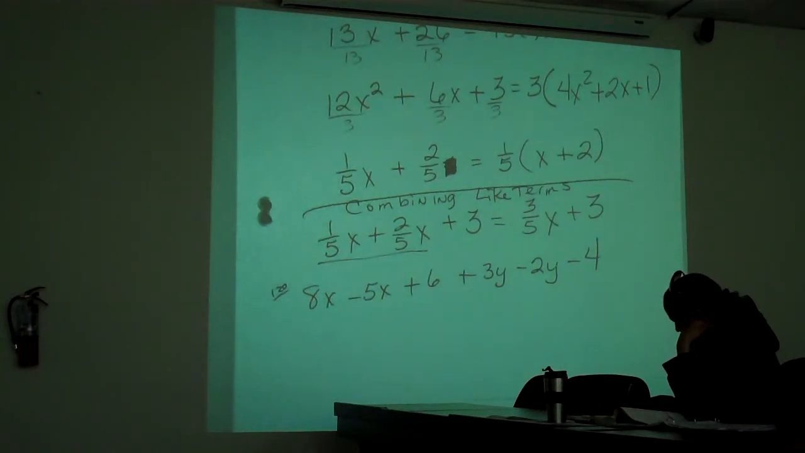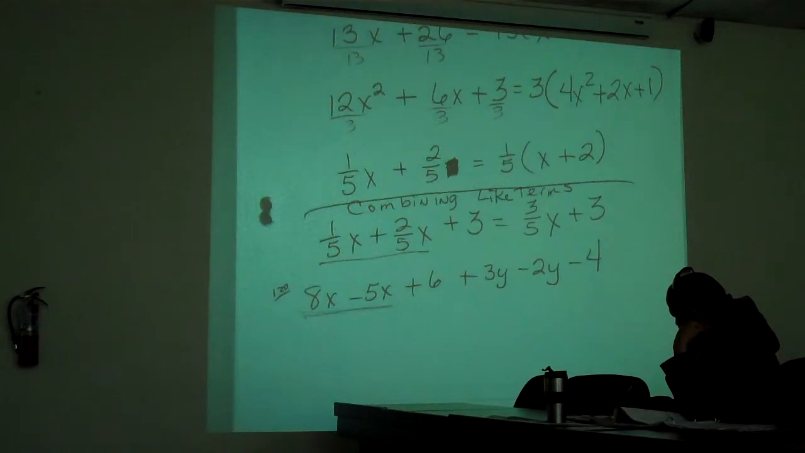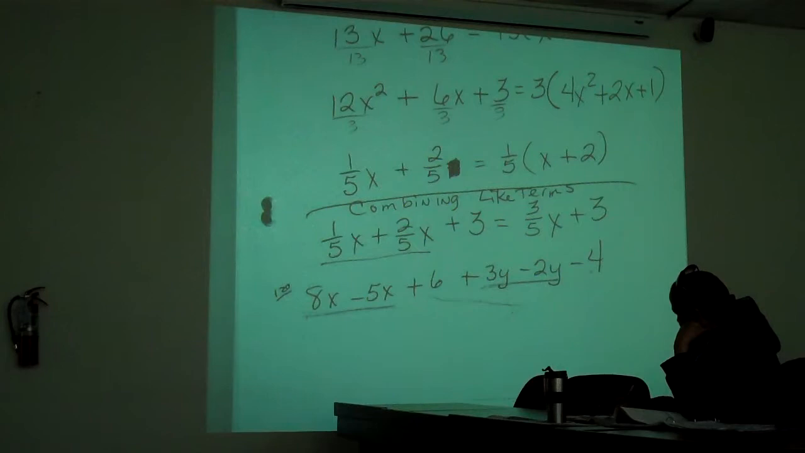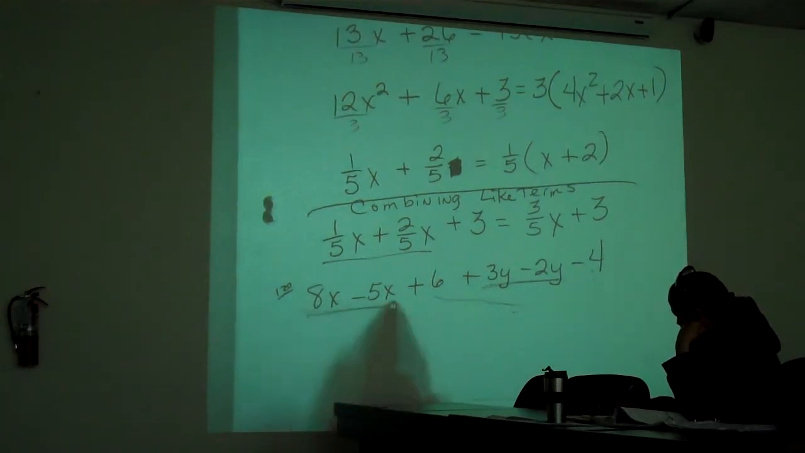Okay, the ones that are alike, you can combine them. So you have some x's, those are alike. You have some y's, those are alike. And then you have numbers that don't have letters, so you'll be able to combine them together. Okay? So let's do them in X, Y, Z order, like A, B, C order. X comes before Y, so we'll combine this one first.